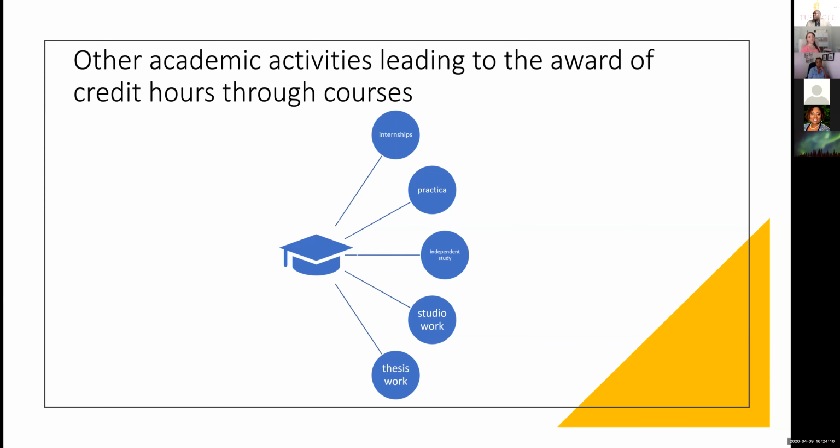Now, other academic activities leading to the award of credit hours through courses like internships, practical, independent studies, studio work, thesis. These courses will also require achievement of the established learning outcomes according to the standards. That is a minimum of 3 hours per week for 15 weeks, and more hours per week for shorter terms like the summer.